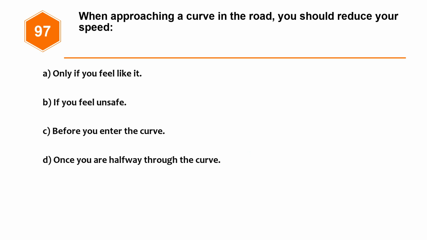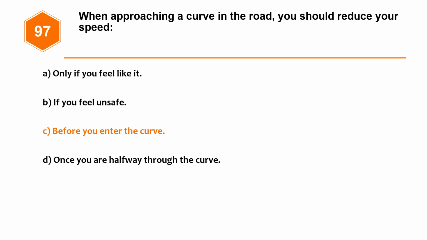When approaching a curve in the road, you should reduce your speed. Option A, only if you feel like it. Option B, if you feel unsafe. Option C, before you enter the curve. Option D, once you are halfway through the curve.